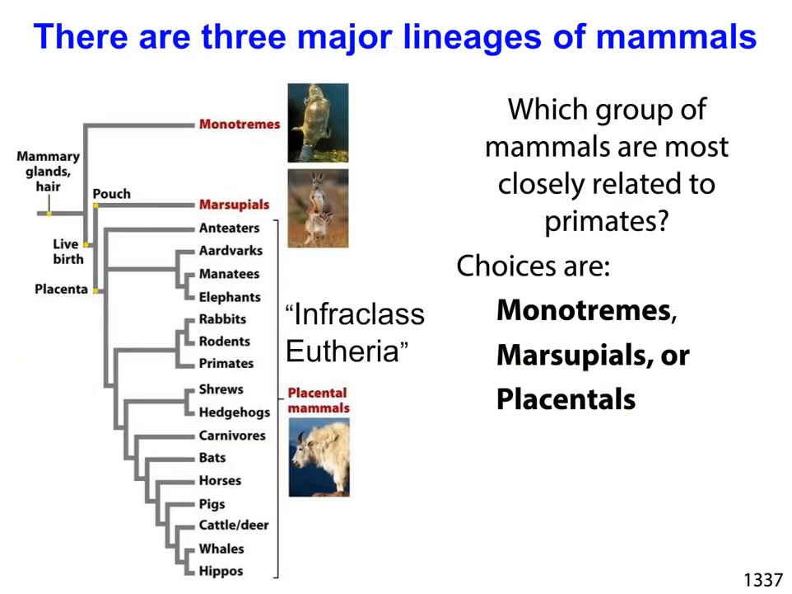Okay, guys, there are three major lineages of mammals. We have the monotremes, we got the marsupials, and we have the placentals, also known as eutherians, okay? Which group of mammals is most closely related to primates? This should be super easy. Easy, easy, easy. It's the placentals, okay?